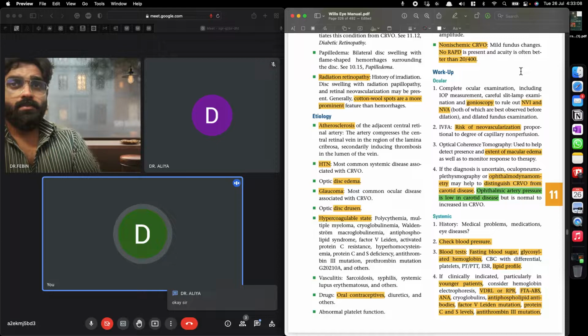CRVO alone, or retinal venous occlusion alone, has almost 5 studies, and all 5 studies are important for you to know. I can tell you the year in which the study was done and exactly what the study tells you. There was a study done in the year 1985 called the BVOS study, and then another study done in 1992, I think, called the CVOS study.